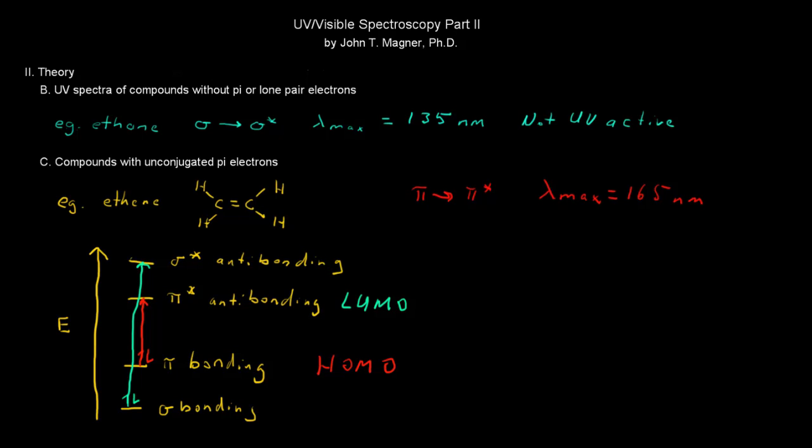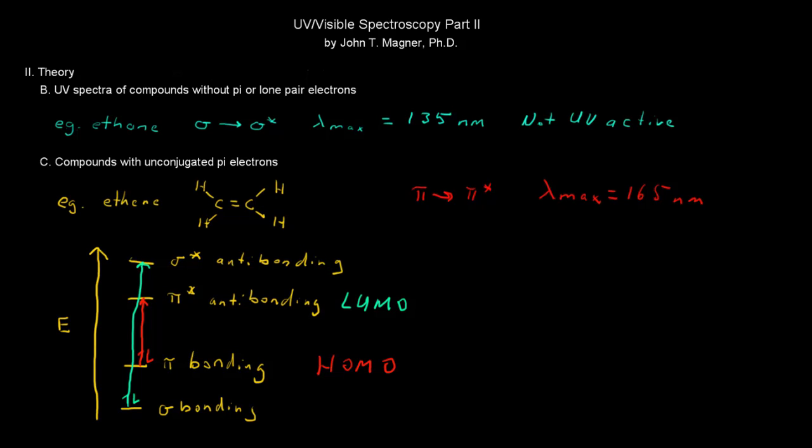But you should remember that, again, about the lowest wavelength that we observe in most UV spectra is 190 nanometers, and this is not within that range of 190 to 700 nanometers. Therefore, molecules that have unconjugated pi electrons, even though their lambda maxes are at longer wavelength than molecules with only sigma bonds, are still not UV active. And this also applies to carbonyl compounds. The pi to pi star transition in a carbon-oxygen double bond, which of course is very common in organic molecules, is also not visible in UV visible spectroscopy.